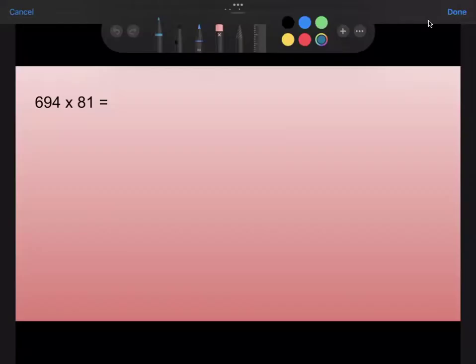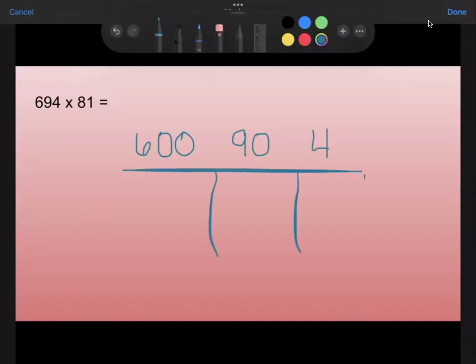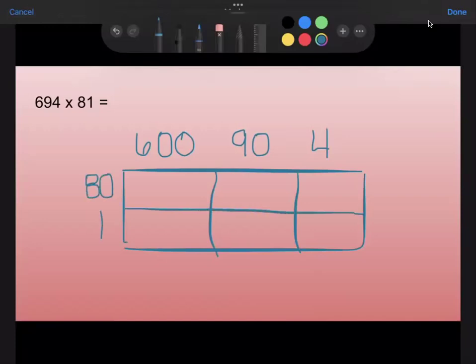Okay, here is our next one. I think for this one, I'm going to show you the box or area model again, just because you probably don't see that one as often as you do the standard algorithm. So let's do that one again. Let's split up 694 into its place values. So 600s represents 600, 9 tens represents 90, and 4 ones represents 4. So we're going to have 3 columns in our box. And then on the side, we're going to split that up. 81 is 8 tens or 80 and 1 1.